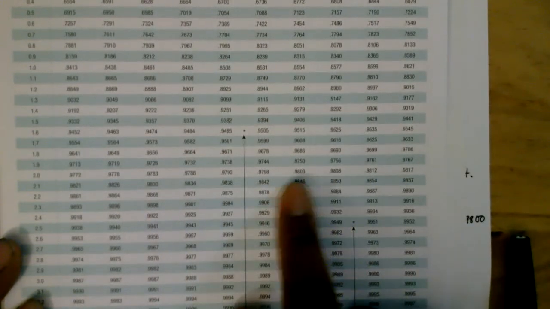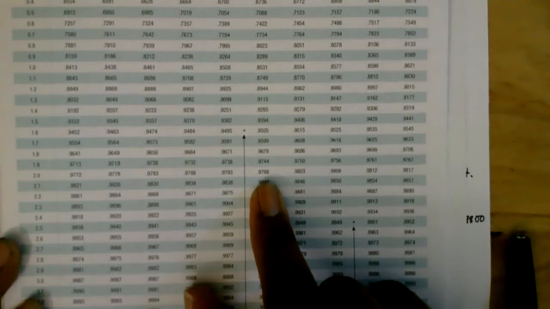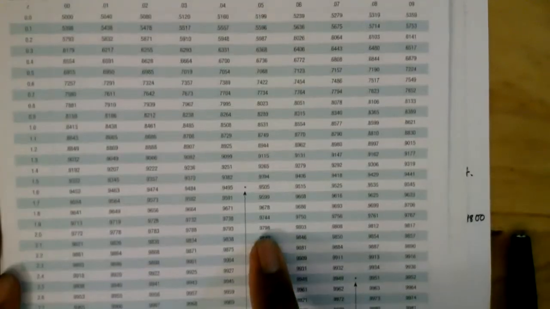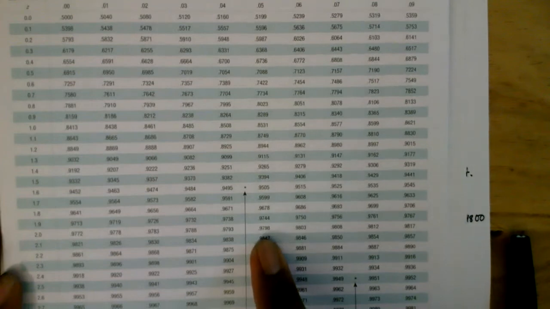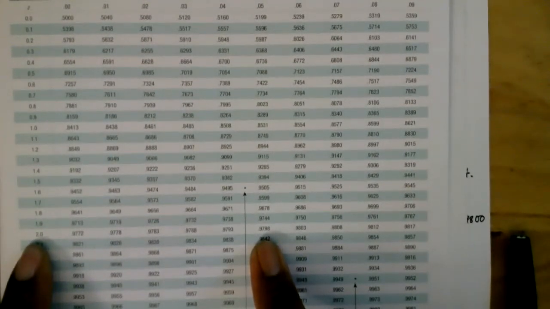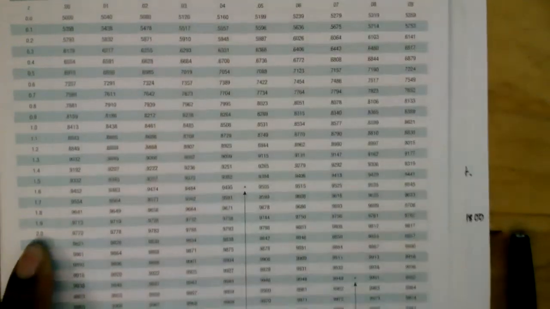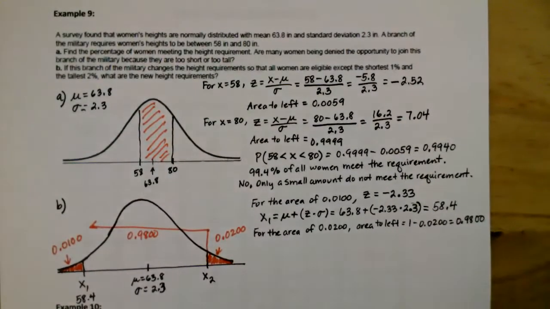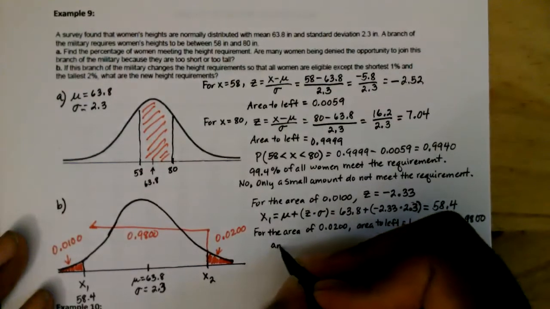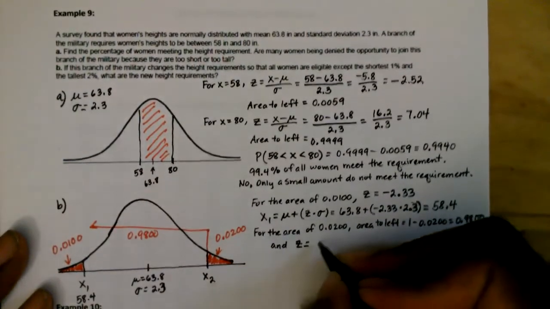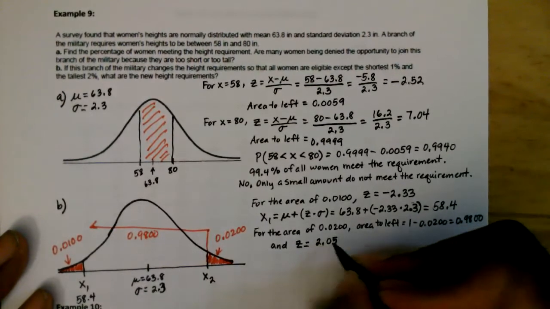And in this case, let's use 9798. That's close to 0.9800, 0.9798 right here. The row that it's in is 2.0, and the column that it's in is 0.05. So we got 2.05 as our z value. So Z is equal to 2.05. That's our Z value.